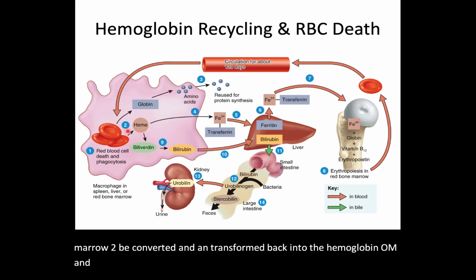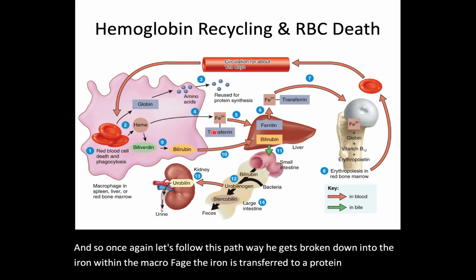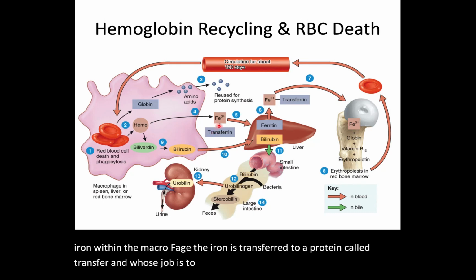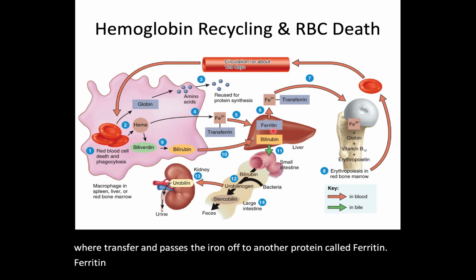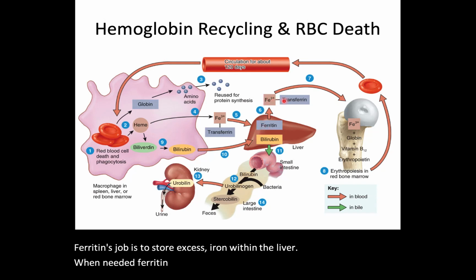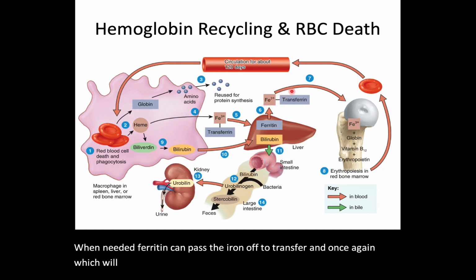And so once again, let's follow this pathway. Heme gets broken down into the iron within the macrophage. The iron is transferred to a protein called transferrin, whose job is to transport it through the bloodstream to the liver, where transferrin passes the iron off to another protein called ferritin. Ferritin's job is to store excess iron within the liver. When needed, ferritin can pass the iron off to transferrin once again, which will safely transport the iron back to the red bone marrow in the bone to go ahead and be converted into hemoglobin.